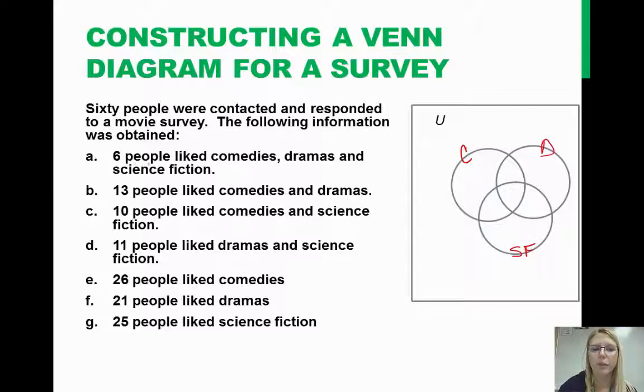Part A said there are 6 people that like comedies, dramas, and science fiction. So I have 6 right here in the middle. B said 13 people like comedies and dramas. That would be in this section total, in this football region. We already have 6 there. So if we have 13 total, we need to take 13 minus 6 for this. So that's a total of 7 here.